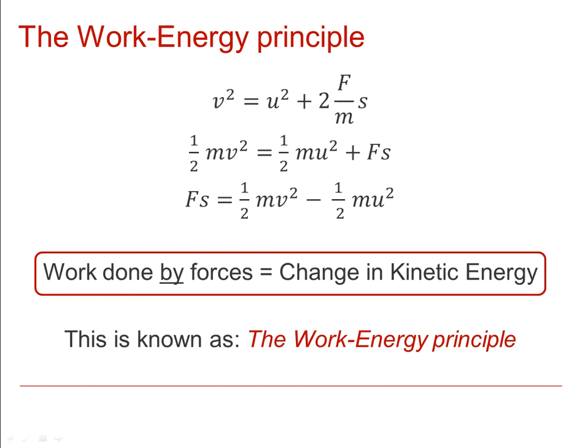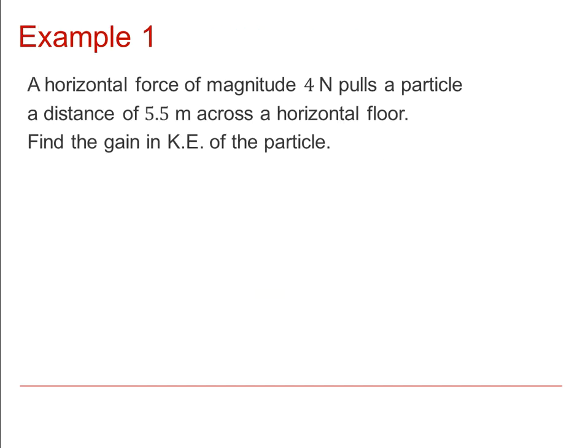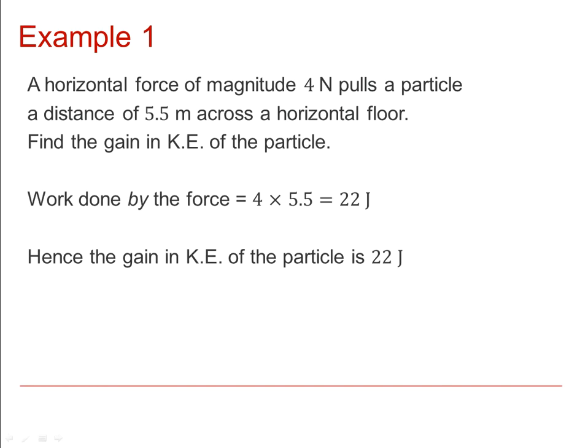Now we're going to use this in a couple of examples. Firstly, just doing a calculation of kinetic energy when we have a force of 4 newtons pulling a particle along a distance of 5.5 meters. So we can say therefore that the work done is 4 multiplied by 5.5, 22 joules. And that will give us the kinetic energy. So the work energy principle says that the work done is the change in the kinetic energy. So force multiplied by distance is equal to the change in the kinetic energy, a half mv squared.